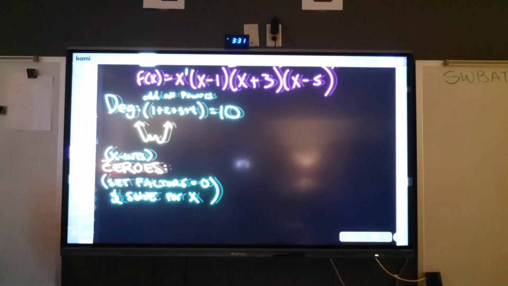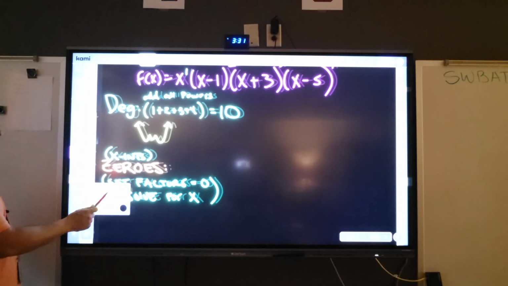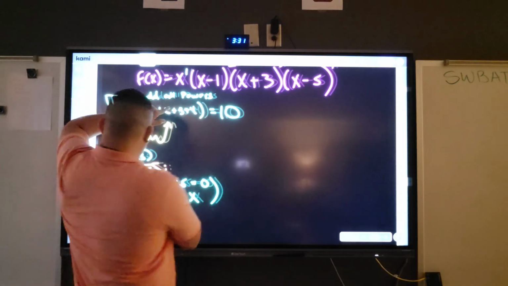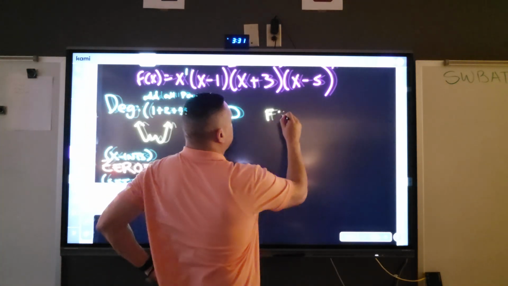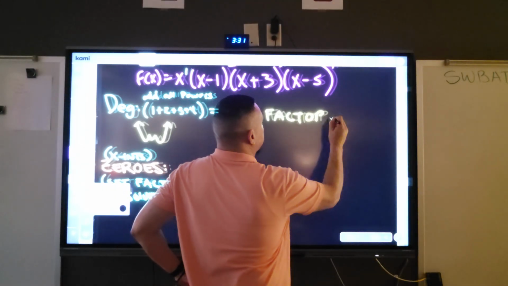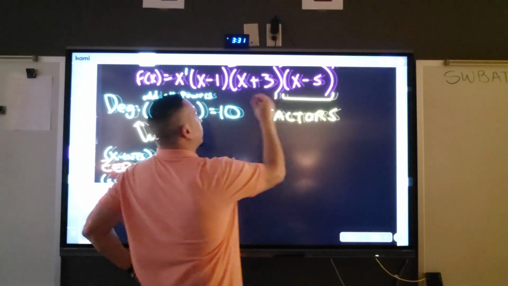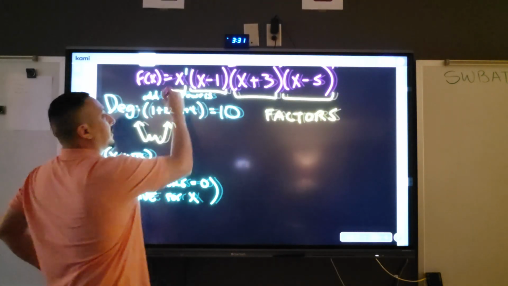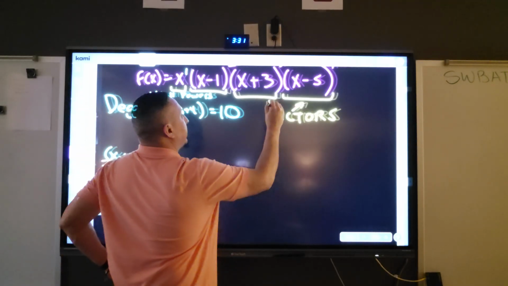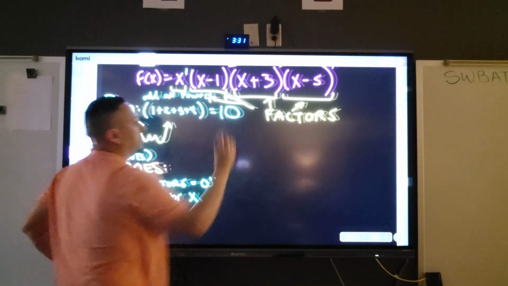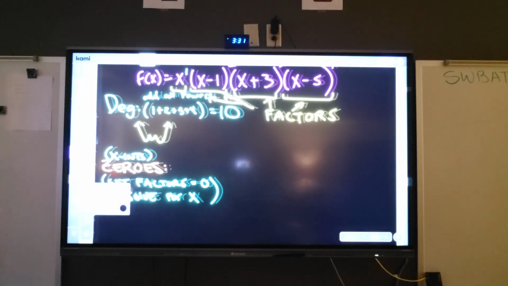Okay. So here's what I mean. So what are the factors? In case you don't know, these are the factors. That's a factor, that's a factor, that's a factor, that's a factor, and the other one over there. Those are the factors. It just means what you're multiplying. This is multiplying times this is multiplying times this. So those are the factors.